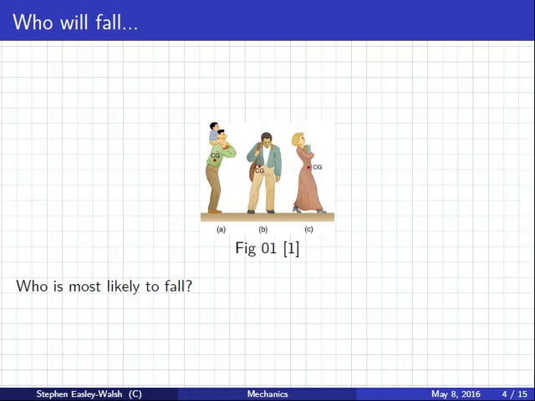Examples: Formula 1, F1 car. You know F1, Formula 1? Those cars are very low. That is so that they're less likely to fall over, to topple. So in other words, center of gravity is important for stability. High center of gravity means you're more likely to fall. Okay. So the answer here is A for the first one.